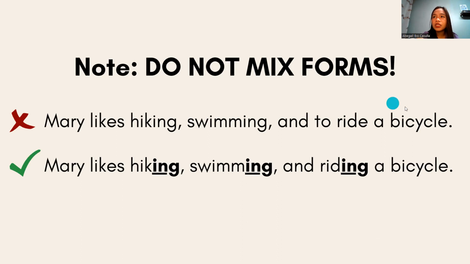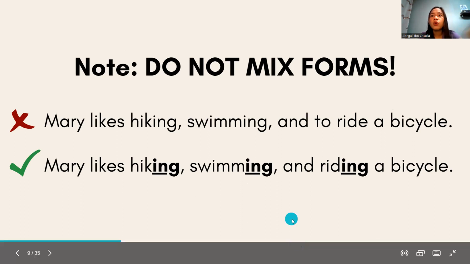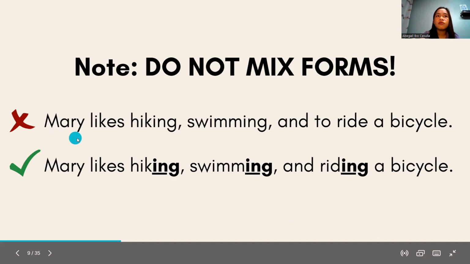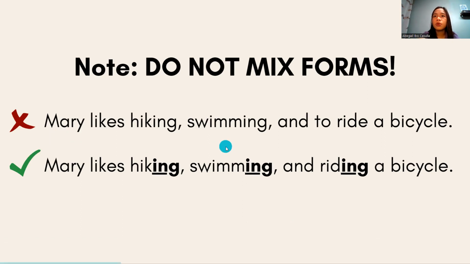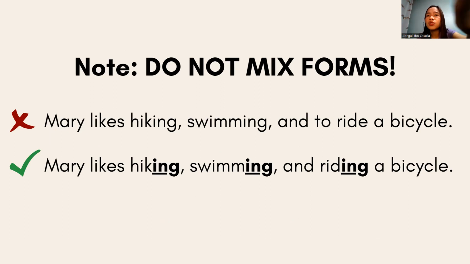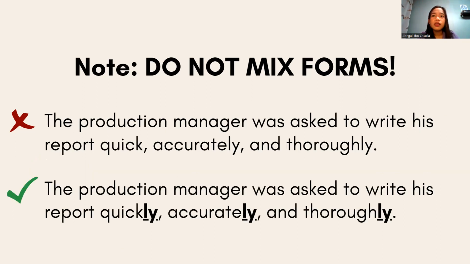We should not mix forms. What do we mean by that? We cannot use infinitive and gerund together. So instead of saying Mary likes hiking, swimming, and to ride a bicycle, we must use parallelism like this. Mary likes hiking, swimming, and riding a bicycle. So it's now parallel.